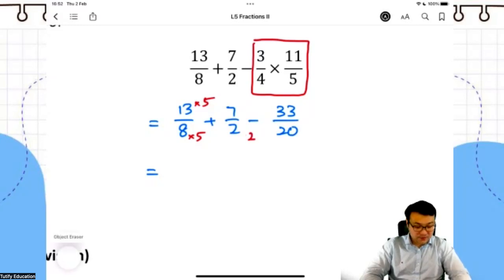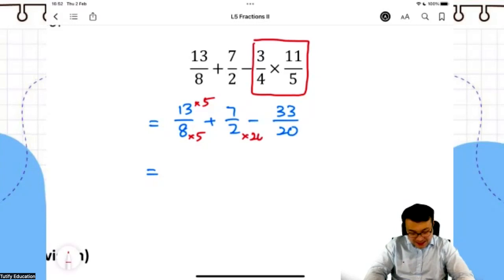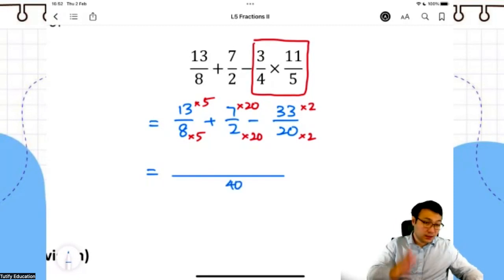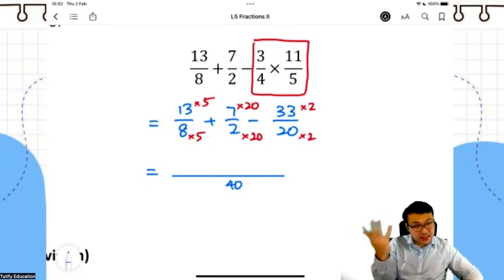Well, you want to make the bottom 40, right? So you multiply it by 20. Yes, 20 and 20. And the last one, you multiply it by 2. Okay, so we know that all the denominators are going to be the same. So let's just draw a long line and write 40 at the bottom. You only need to write it once because it's going to be the same anyway.